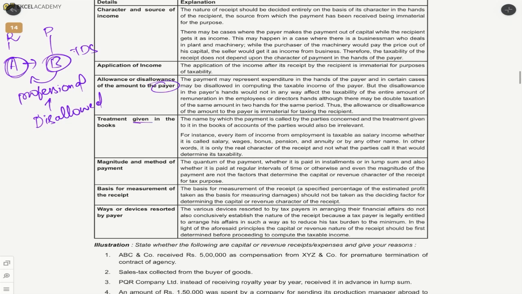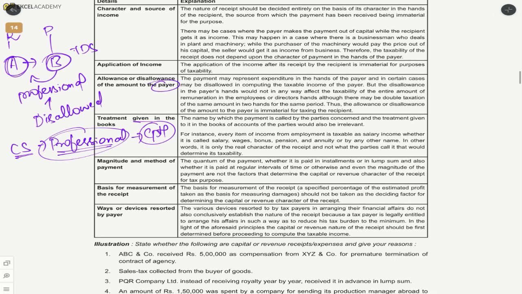Next, treatment given in the books. Let's say a practicing CS has received professional fees and he treats that as a capital item. Does it make this professional fees a capital item? Again, definitely not, because it doesn't really matter how this particular CS treats that income. We are only looking at the nature of the income here. Otherwise, every time he receives professional income, he will start treating that as a capital item, which is definitely incorrect. So here we should be very careful to ignore the treatment given in the books of the recipient, or for that matter, the payer.